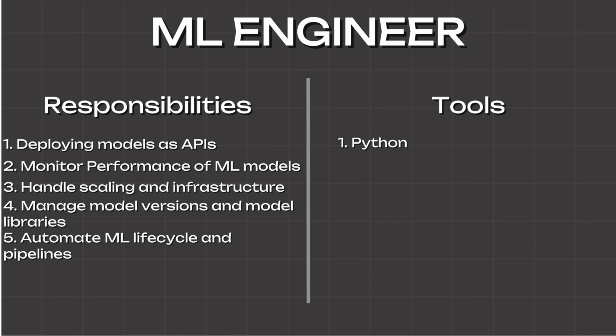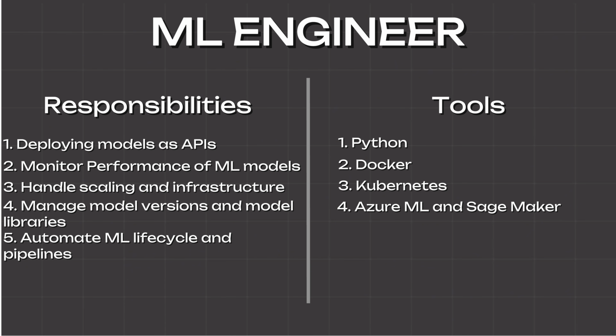The machine learning engineer uses tools like Python, Docker, Kubernetes, and even ML platforms like Azure ML or SageMaker. They also build pipelines for continuous integration and continuous development. Keep in mind that this role is one that's very engineering heavy, and like I said, bridges the gap between data science and software engineering, ensuring that whatever is developed by the data scientist is usable on an actual application or system.